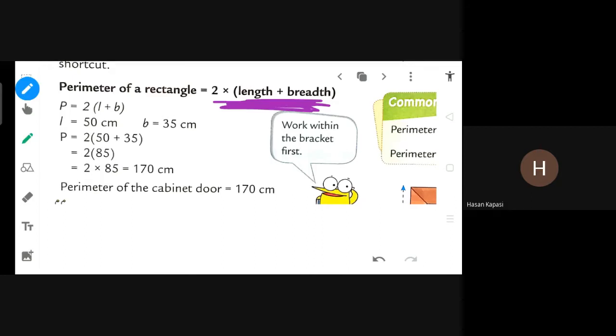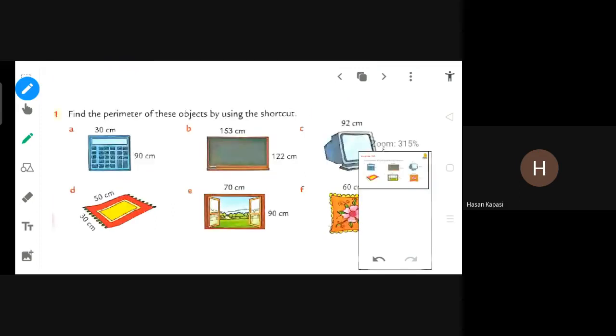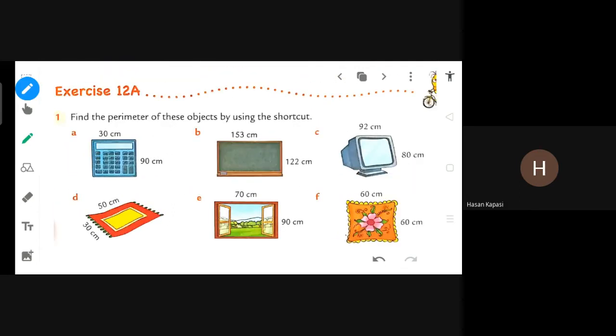Because you can see the next question one in your textbook. Those who have the textbook already know, exercise 12A, question 1: find the perimeter of this object using the shortcut. Means you have to use that formula. So to solve the first question you have to learn that formula.